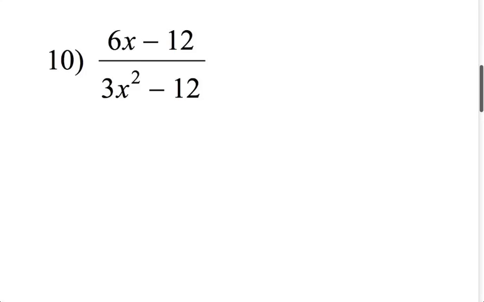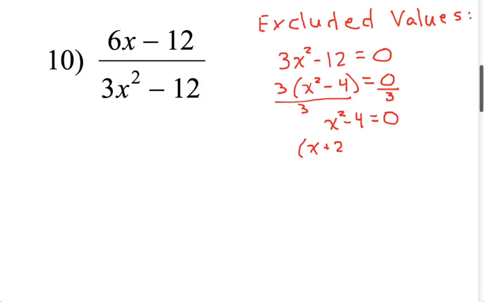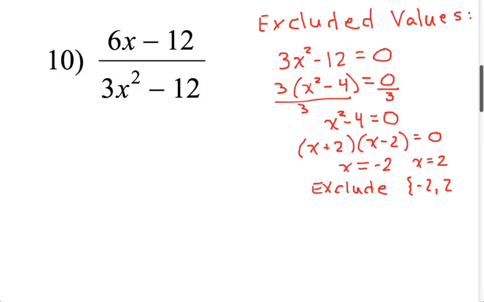Next example. We'll start again with the excluded values. Remember, we have to take the denominator, set it equal to 0, and solve. The 3 doesn't get us any solution, so we can divide it out. And we have 2 and -2. Those are the values we have to exclude.